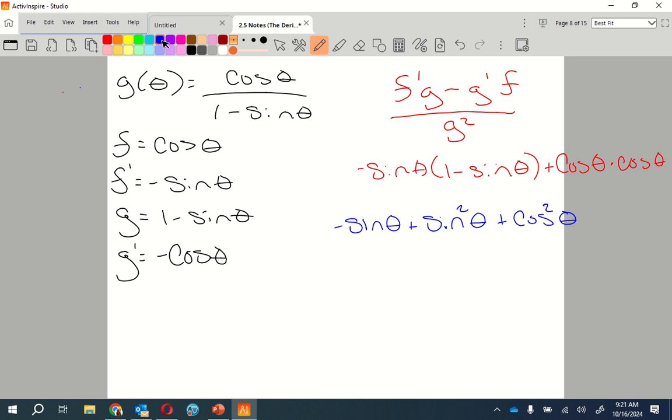Yes, sine squared plus cosine squared is always 1. So whenever we have trigonometry and you see those together, that's one thing you could do. Replace it with 1. So sine squared plus cosine squared is going to give me 1. So my answer to all this, because that equals 1, is going to be 1 minus sine theta. You could put negative sine theta plus 1 if you want to, but that's the same thing.